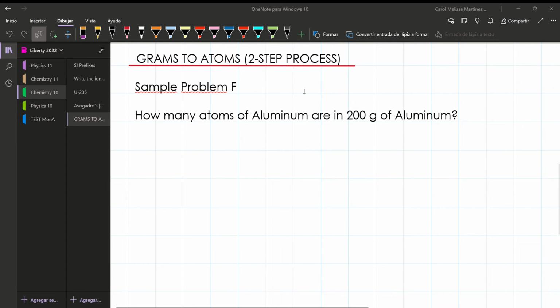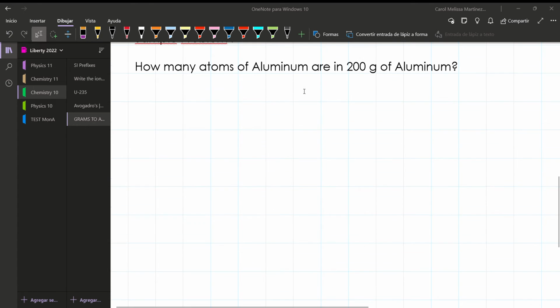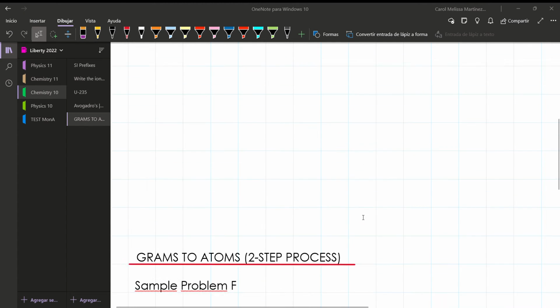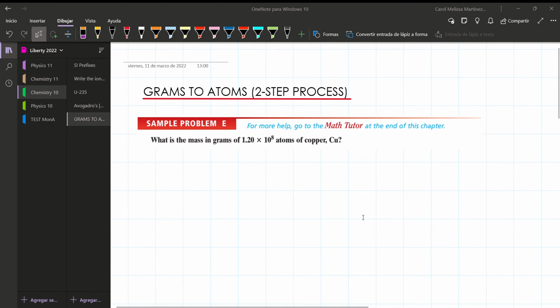So remember what I told you about the keywords in a word problem. So let's read this problem. Wait, this is the last example. In this process, it says, what is the mass in grams of 1.2 times 10 to the 8 atoms of copper?